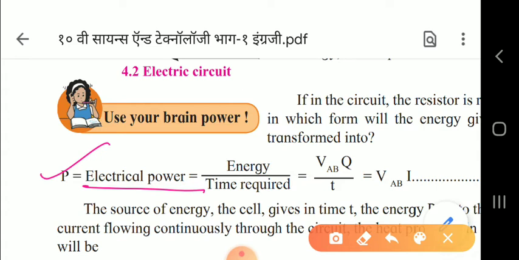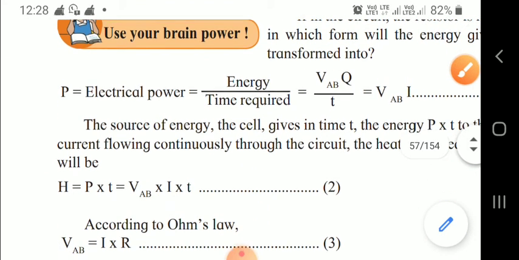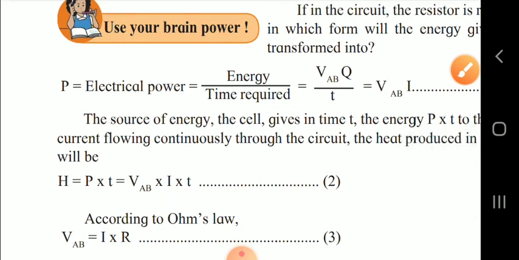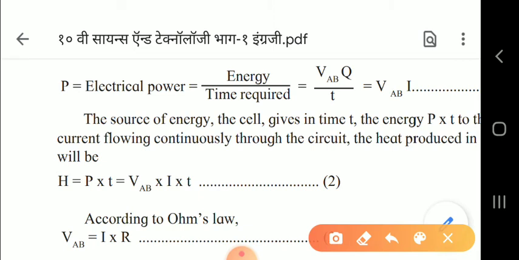So it will be equal to V into Q upon T. VAB means the potential difference between point A to B, Q is the charge and T is the time. So it will become V into I. This was the first equation.